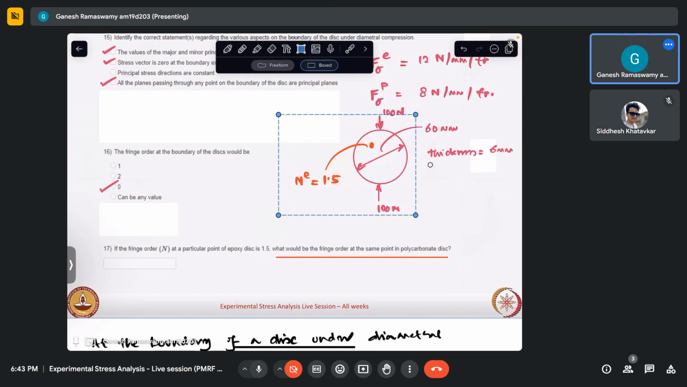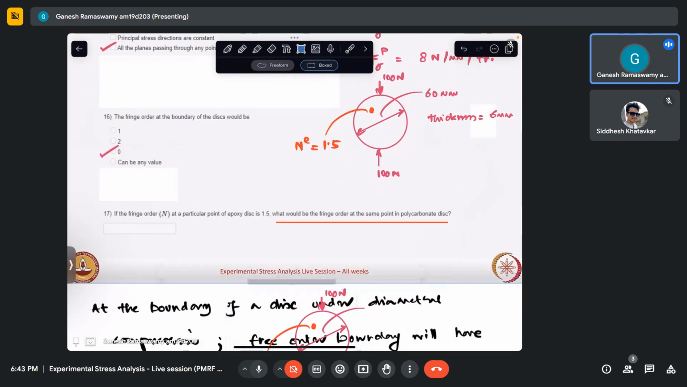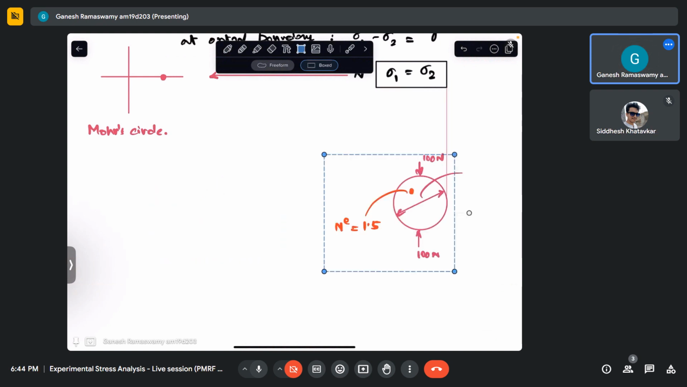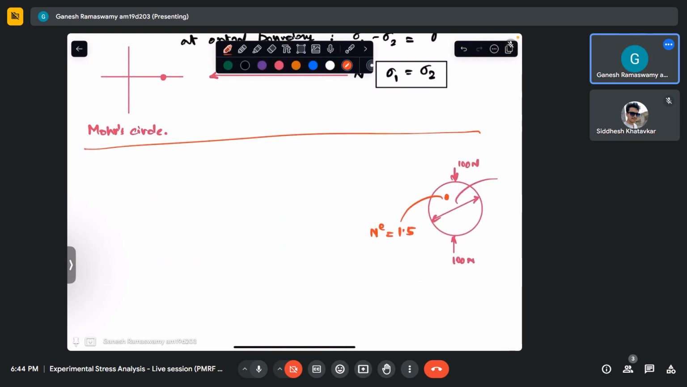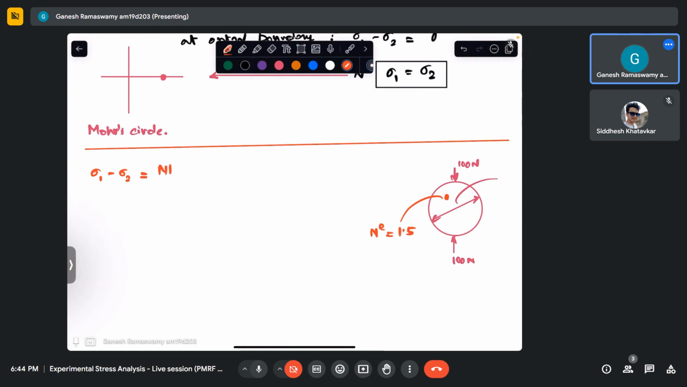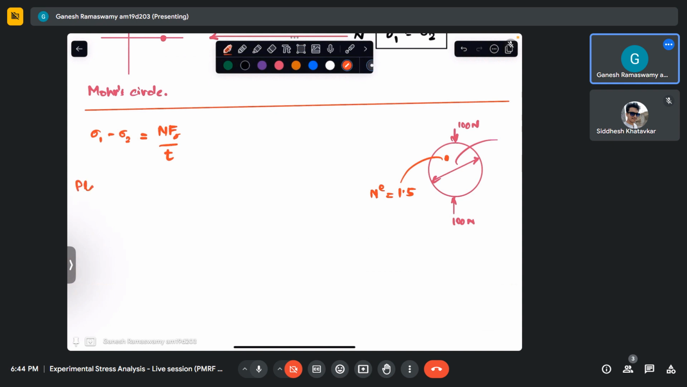So this we know. Let this be here. Now again from stress optic law, I know sigma 1 minus sigma 2 is n f sigma by t. Now in the case of planar models, these stresses are not affected by elastic constants.